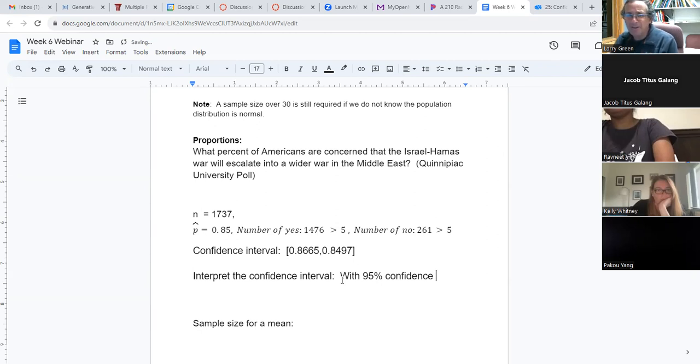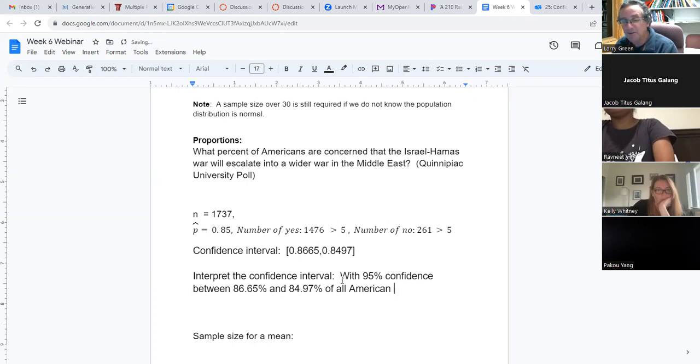And what we can do, if you're going to do it to the general public, it's nicer to use percents. Between 86.65% and 84.97% of all. And that's how you make sure that you're talking about the population, Americans, and maybe American adults.